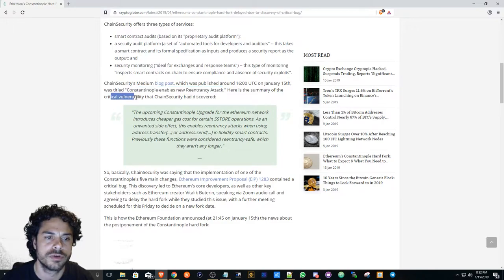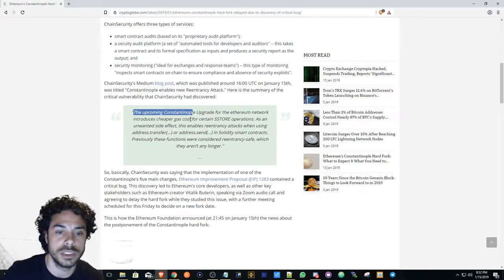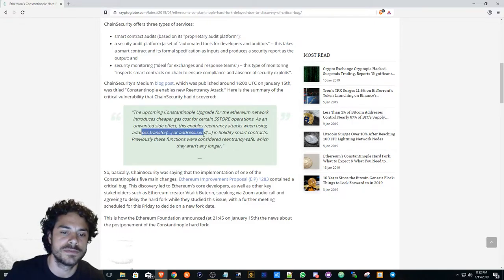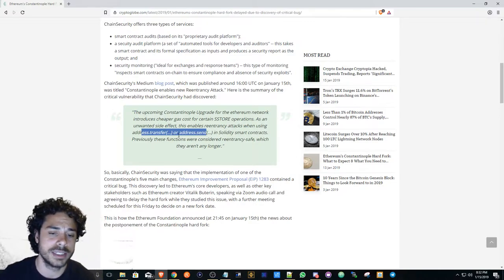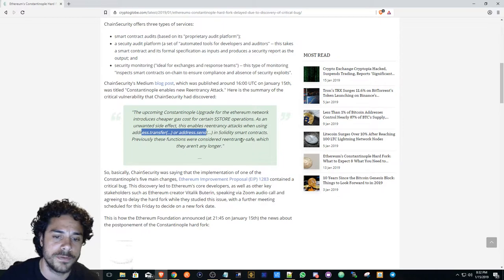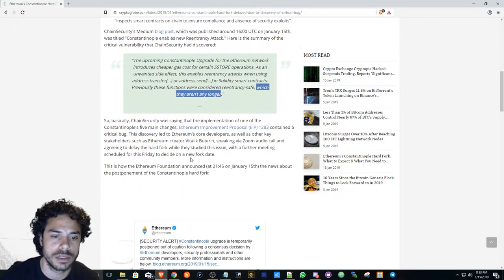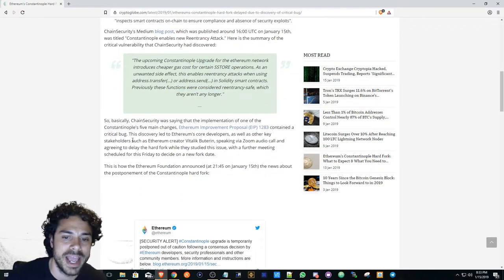Here's a summary of the critical vulnerability that Chain Security has discovered. Quote, the upcoming Constantinople upgrade for the Ethereum network introduces cheaper gas costs, which is a good thing, for certain SSTORE operations. As an unwanted side effect, this enables re-entry attack when using address transfer, address send. So it looks like that is where the issue lies. And apparently before it was safe, but now they're claiming that it's not. So we will have to wait and see what happens from there.